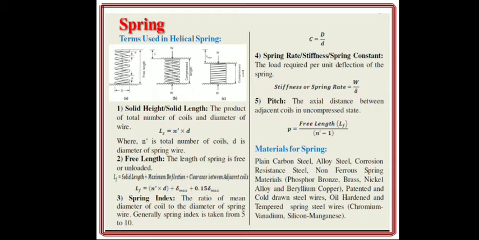Now the material for spring. What are the various types of materials used for manufacturing of the spring? Plain carbon steel, alloy steel, corrosion resistant steel, and non-ferrous spring materials, that is phosphor bronze, brass, nickel alloy, beryllium copper. These are the various materials used. The patented and cold drawn steel wires, oil hardened and tempered spring steel wires, that is chromium vanadium or silicon manganese. These are the various types of materials used for the spring.